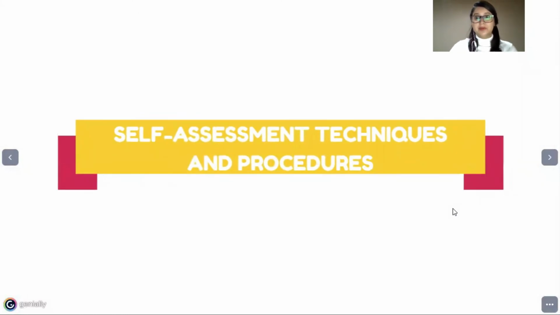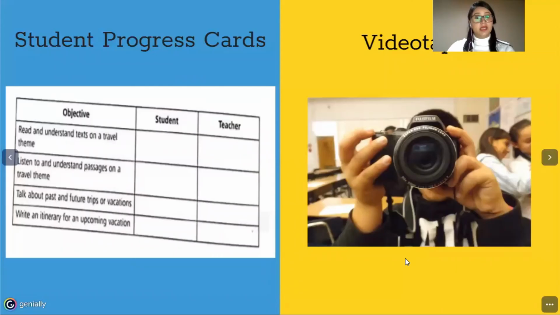So now we're going to move on to the self-assessment techniques and the procedures. Here we have the first two assessment techniques. The first one is cards. In this one, the objective is to establish or define short-term goals. So, for example, if you read the first line in this rubric, it says, read and understand text on a travel theme. So students are only focusing on specific course content.